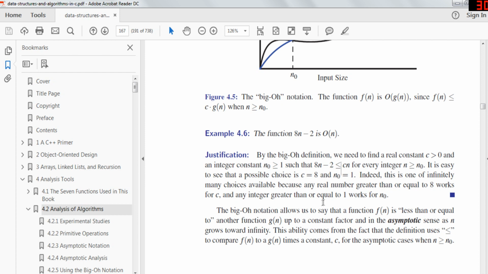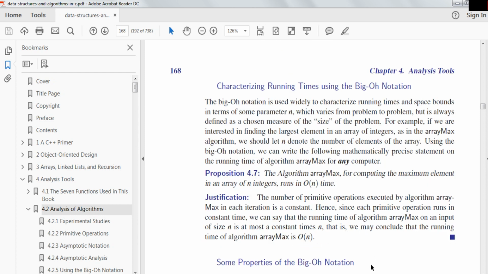Okay, big O notation allows us to say that a function f of n is less than or equal to another function g of n up to a constant factor in an asymptotic sense as n grows infinitely. This ability comes from the fact that the definition uses less than or equal to compare f of n to g of n times a constant c for the asymptotic cases when n is greater than or equal to n naught.